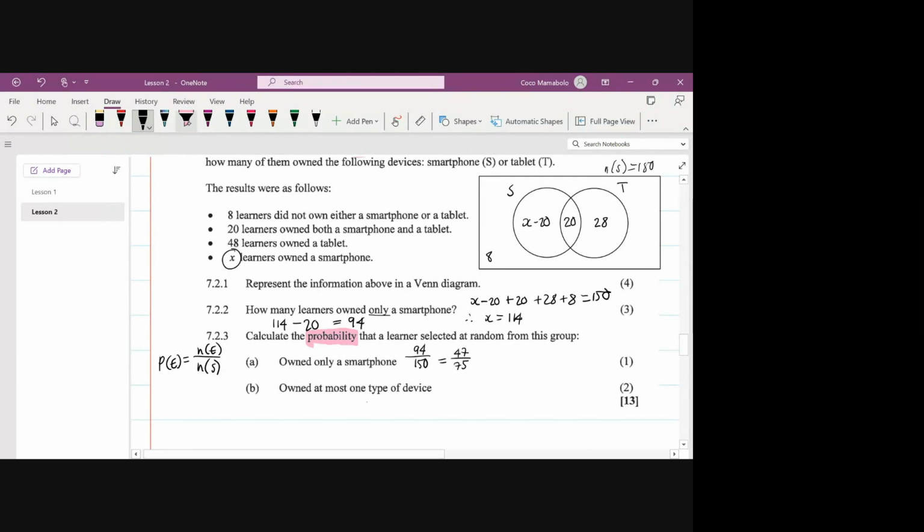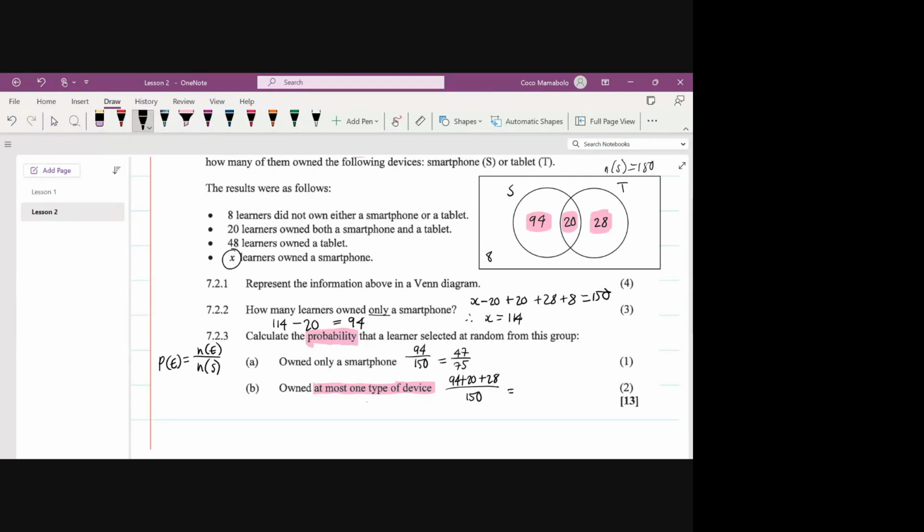All right. It says here, calculate the probability that a learner selected at random owned at most one type of device. At most one. So the minimum that you can get for a device is 1. What that's going to tell us is that this kid should have a minimum of 1 device. That kid will have a minimum of 1 device. And those kids over there will also have a minimum of one device. So our probability should be 94 plus 20 plus 28 over 150.